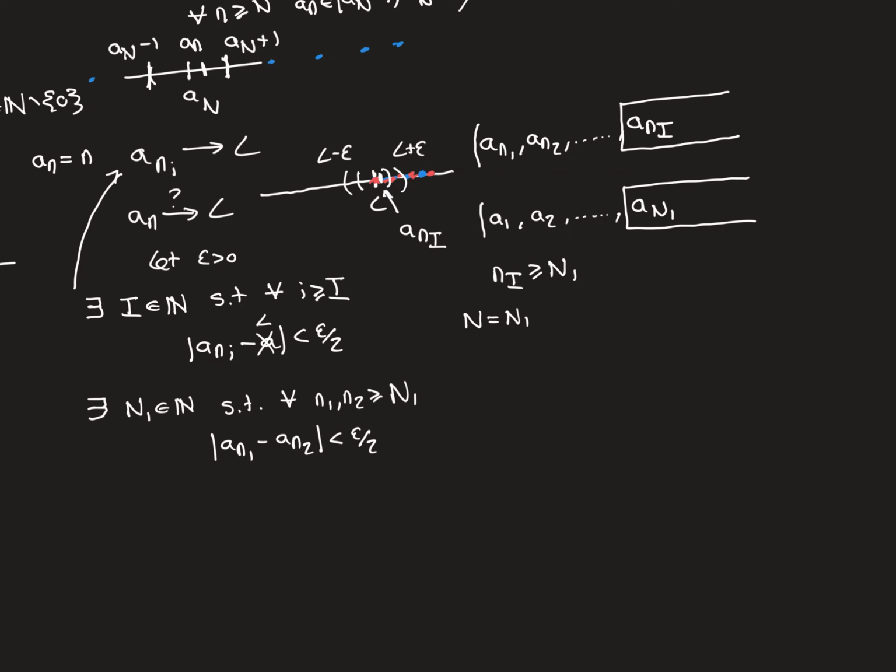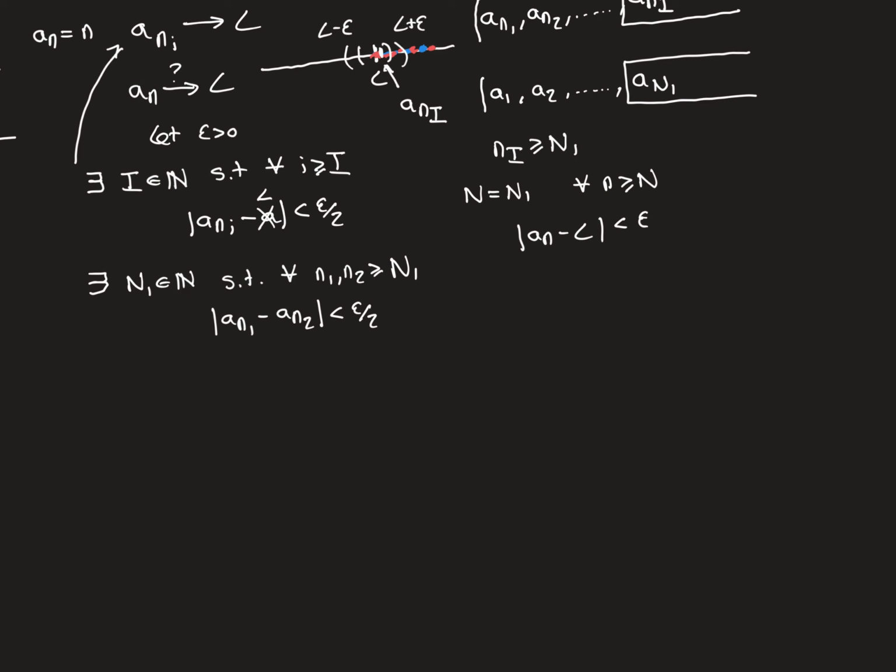So my claim is that if I set big N equal to big M1, then for all little n greater than or equal to big N, it's going to be the case that the modulus of a_n minus the limit L is going to be less than epsilon. So why is it that I can know that?